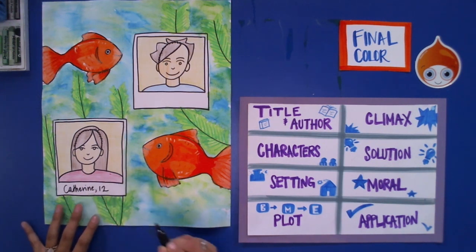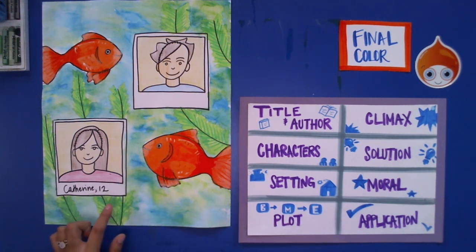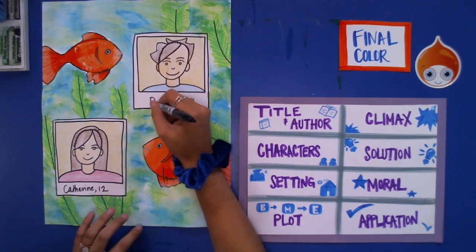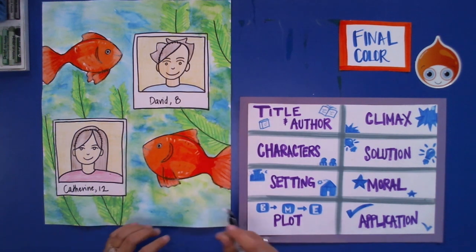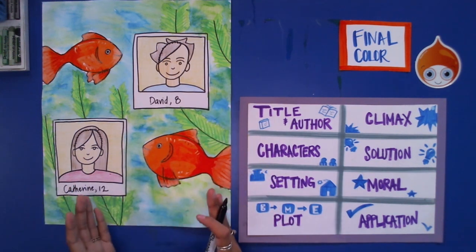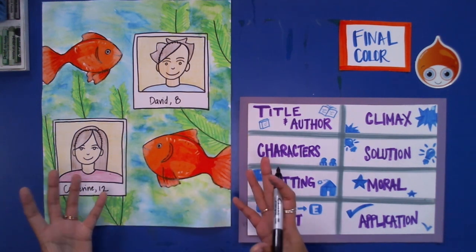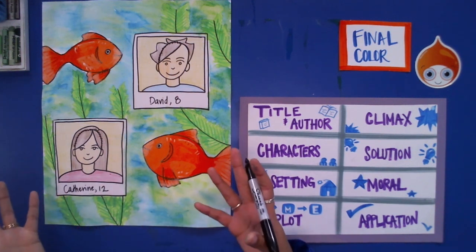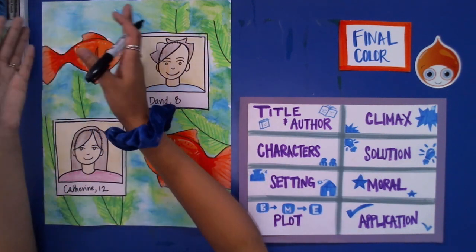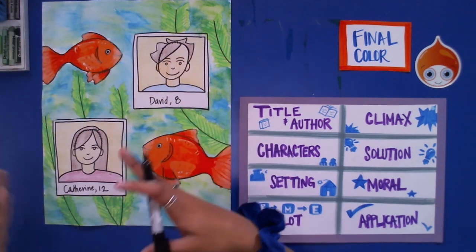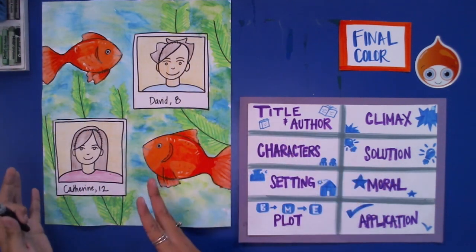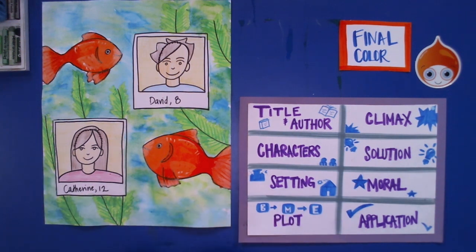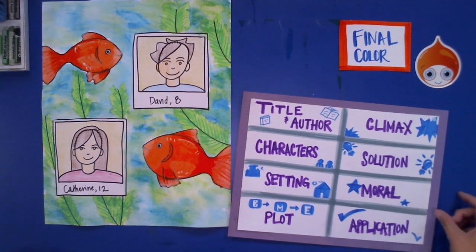So I drew the characters. I'm going to write the name of the character at the bottom of the Polaroid here, and I also wrote her age. Then I'm going to write the name of her brother here and write his age. Again, once your background is dry, you can also write the rule that it is, which is no toys in the fish tank. Maybe you want to write the title of the book, Rules, or maybe you want to write other characters' names. Play around with it and add those main points into your artwork.